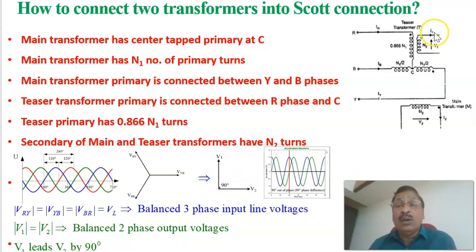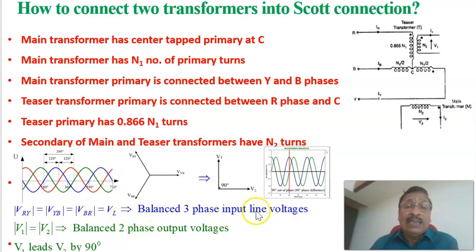Of course, the voltage of the teaser secondary is leading the voltage of the main secondary by 90 degrees, or you can say that V1 is leading V2 by 90 degrees. This is the output of the teaser transformer, and this is the phasor diagram of the input, converting a three-phase input into a two-phase output. Here the input line voltages VRY equal VYB equal VBR, which is equal to the line voltage VL, all magnitudes equal.